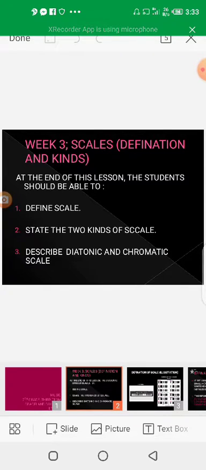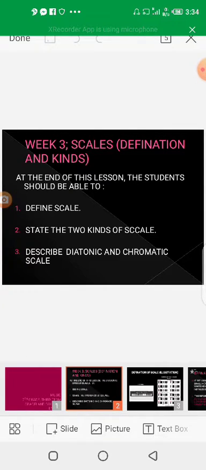There were six, remember? And after that, we treated other elements too. Now, this week, we shall be treating scales. Scales, the definition and kinds of scales. This week, being the week 3, we shall be discussing scales and we shall be focusing on the definition and kinds of scales. Don't forget, we have several kinds of scales, but we shall be limiting ourselves to just two.